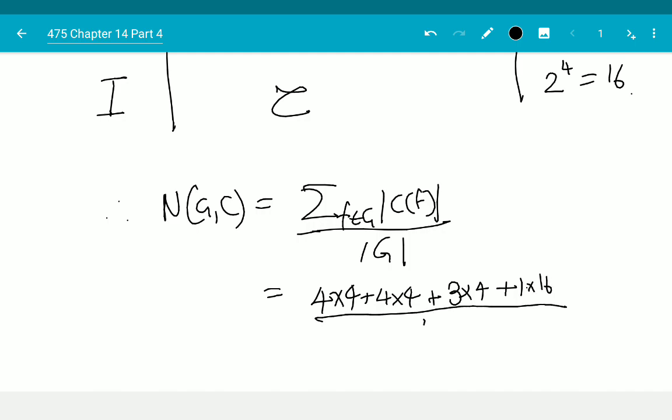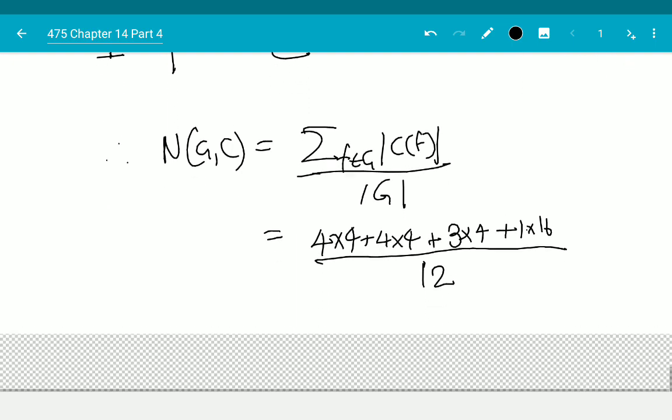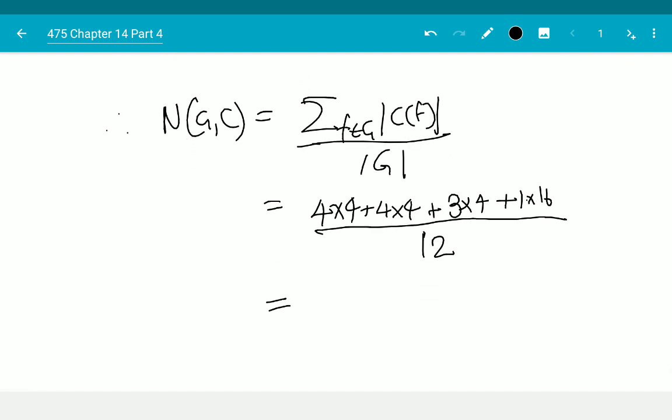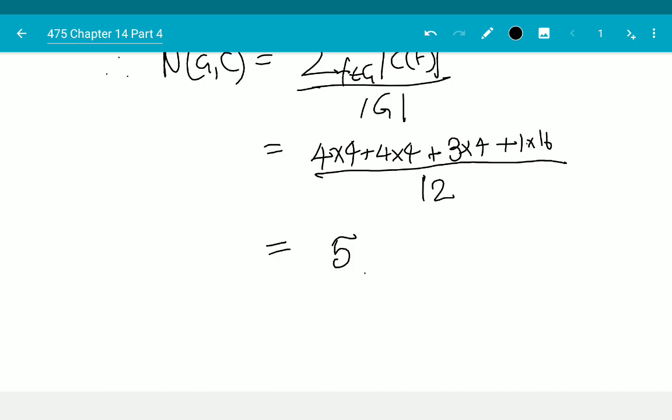all over the order of G, which is 12, which is equal to 4 for 16, 32, 12, 44 plus 16, 60 over 12, which is 5. Okay, and so we have 5 of these rotations.